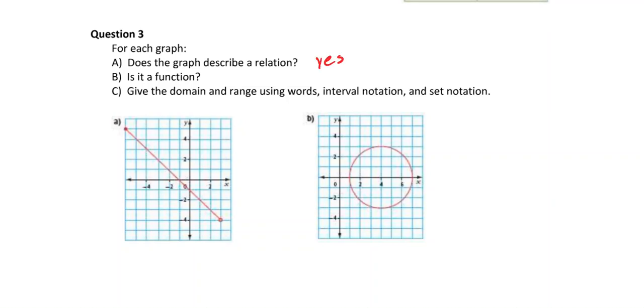What about function? Are they both functions? Only a is a function, right? And you could do that vertical line test again. If we drew lines going straight down, it only ever crosses at one point, right? But if we do that to the circle, then for any value of x, there's multiple values of y, right? Like at 6, there's actually 2 different y values for that one value of x. So b is not a function.